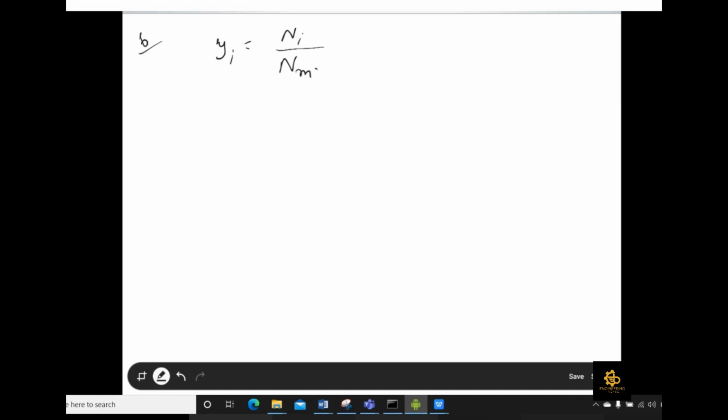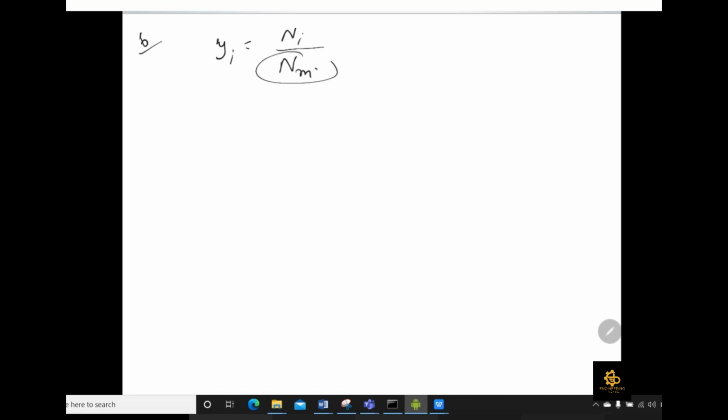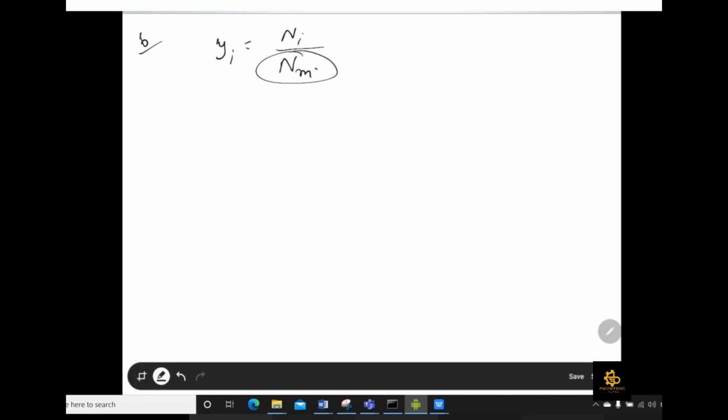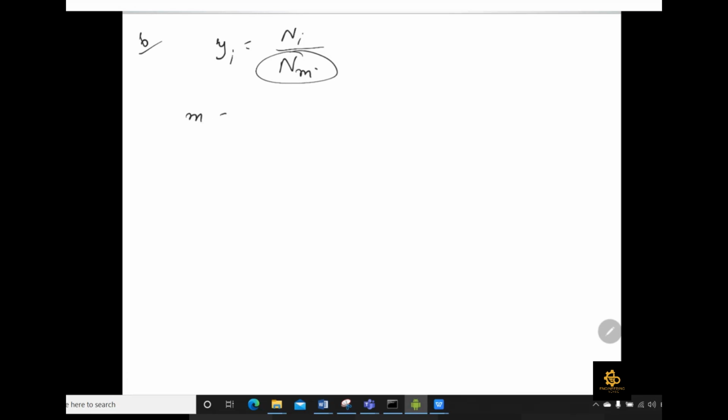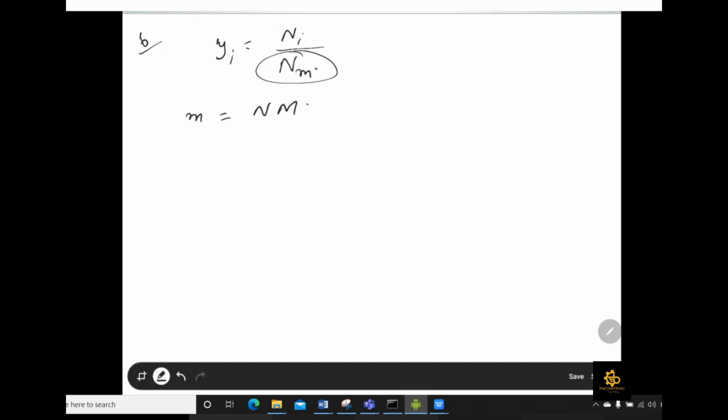Now here, first we need to find the Nm, which is the mole number of your mixture. For that, we have to first find the mole number of the individual components. You already know the relation m is equal to N M: mass of the substance is equal to mole number multiplied by molar mass. From this we can easily find the mole number of each individual component.